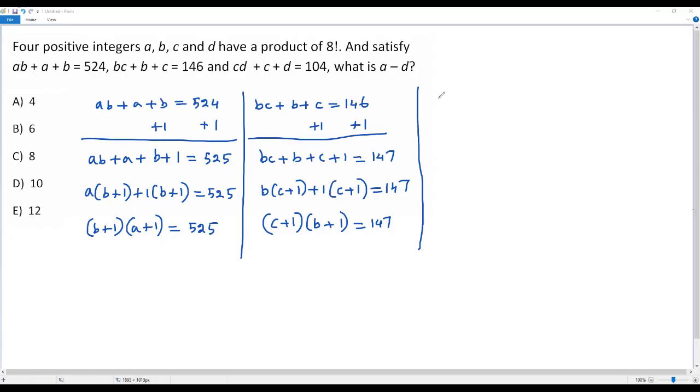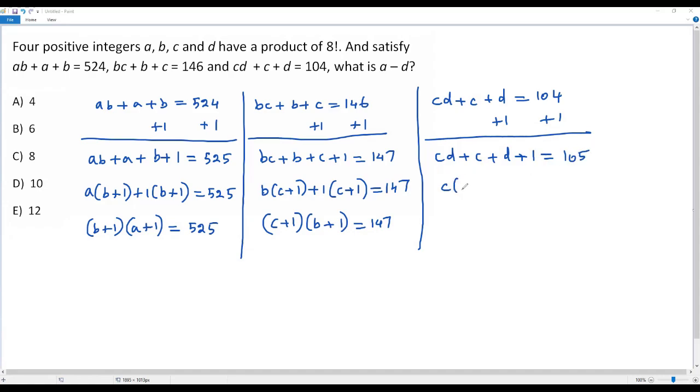Let me do the same thing for the third equation. CD plus C plus D equals 104. Let me add 1 to both sides of the equation. Okay, here CD plus C plus D plus 1 equals 105. Let me factor C out from the first two terms. We get C times D plus 1 plus. We can factor 1 out over here. Then we get 1 times D plus 1 equals 105. Now we can factor D plus 1. Then we get D plus 1 times C plus 1 equals 105. Okay, now for all the three given equations I got the factor form for the expressions on the left side. Now let me erase this stuff and continue the problem.